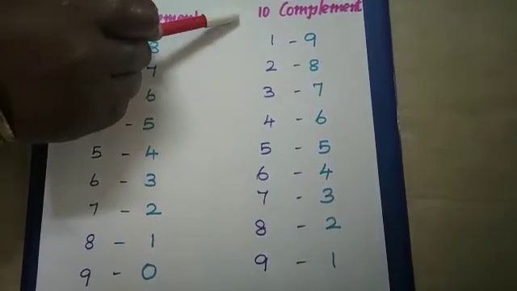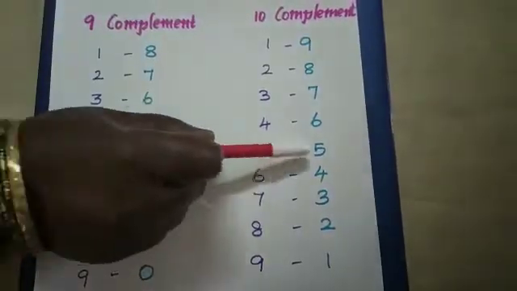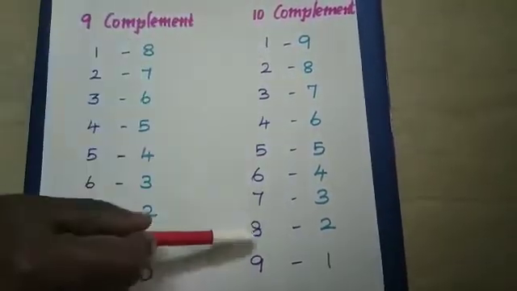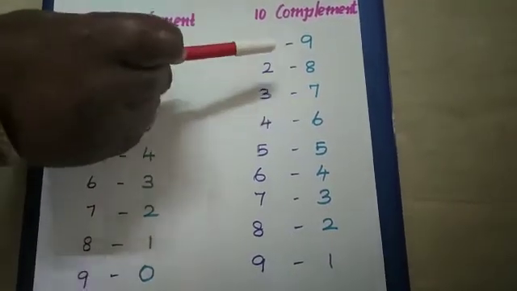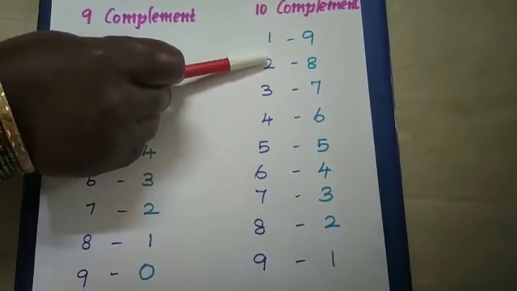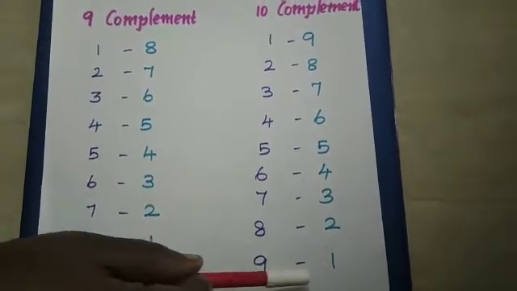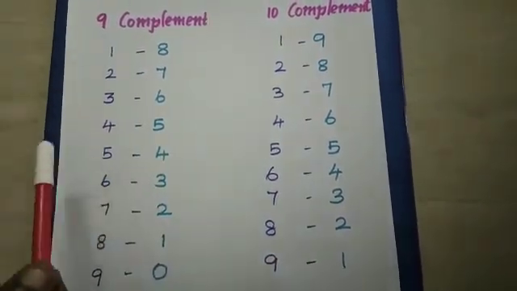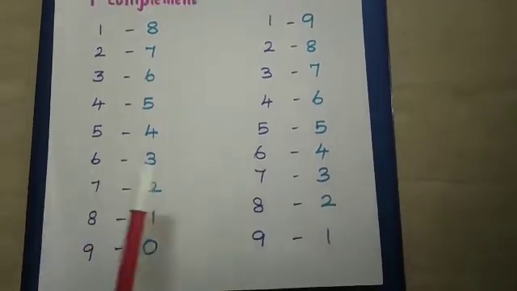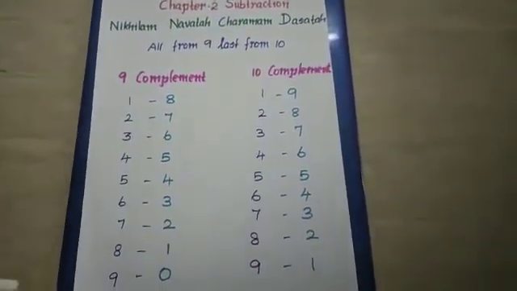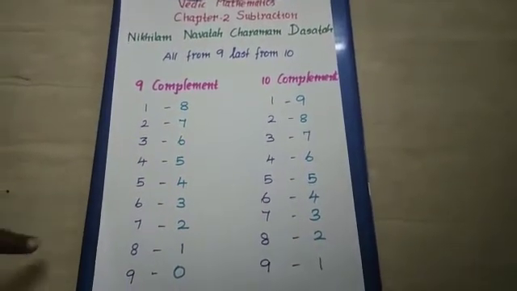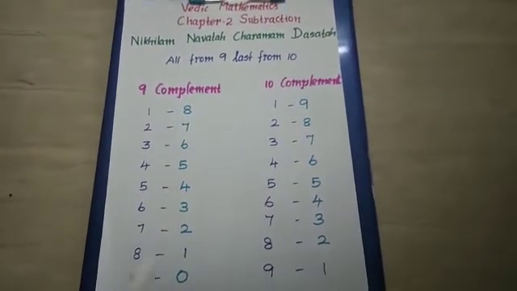So we can say that 10 complement of 5 is 5. 10 complement of 8 is 2. 10 complement of 4 is 6. 10 complement of 2 is 8. 10 complement of 9 is 1. So here we are going to use this 9 complement and 10 complement in subtraction. Now let us see how to do subtraction by using 9 complement and 10 complement.